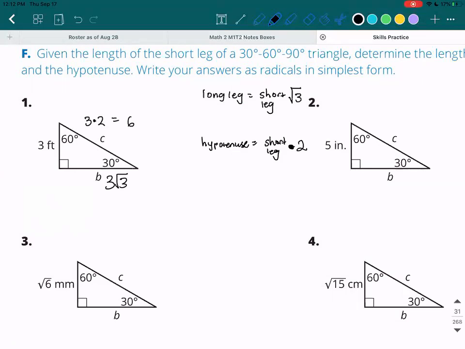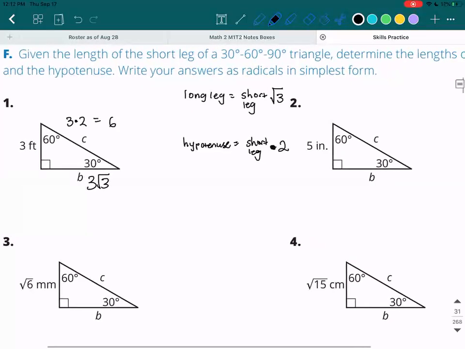Okay, let's do another one. So for number 2, we got 5 inches as our short leg. So let's do our long leg first. Our long leg is short leg times radical 3. Done. Our hypotenuse is 2 times the short leg, or short leg times 2. I guess I should write it out the other way to be consistent. Short leg times 2 equals 10. Done. Any questions on those two?